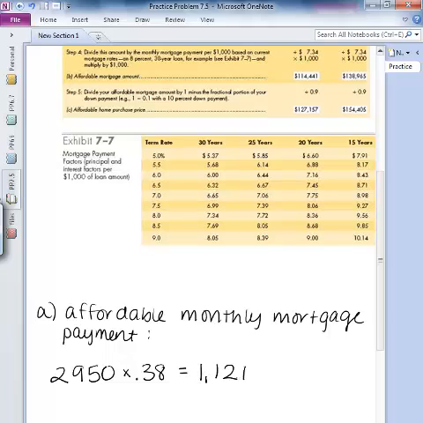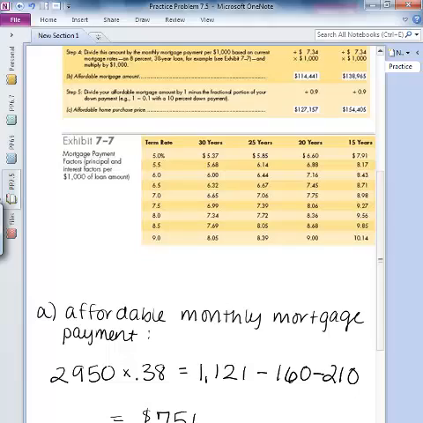$1,121. Now I have to subtract both my debt and the estimates for property taxes and insurance, because those are going to be paid monthly as well, so I need to not have those included in my monthly mortgage payment. I'm subtracting 160 for my debt and 210 for property taxes and insurance. This gives me a monthly mortgage payment of $751. So that's what I'm able to afford monthly.